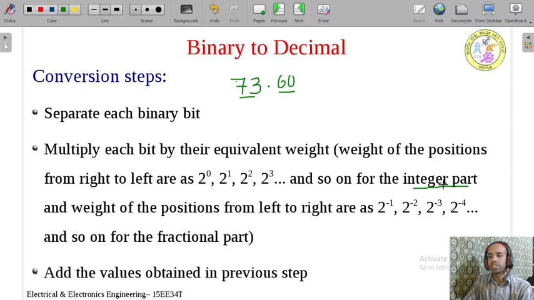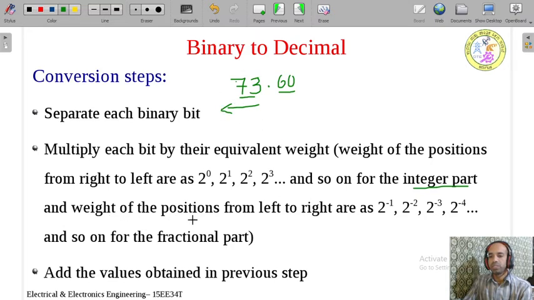For the integer part, what we need to do: you need to multiply the binary value of this integer part with the weights of 2 power 0 from right to left. Right to left, from this side to this side. You need to add the weight: first digit 2 power 0, next digit 2 power 1, next digit 2 power 2 and so on.